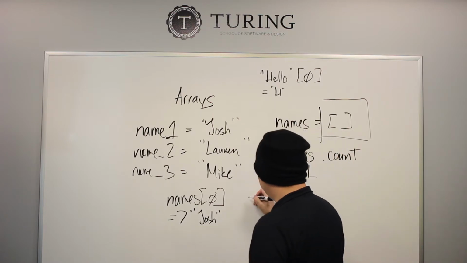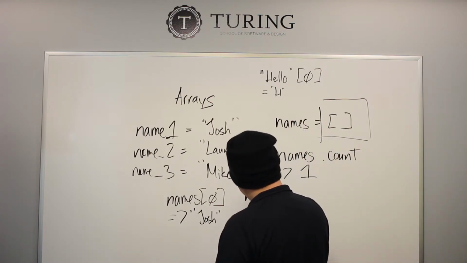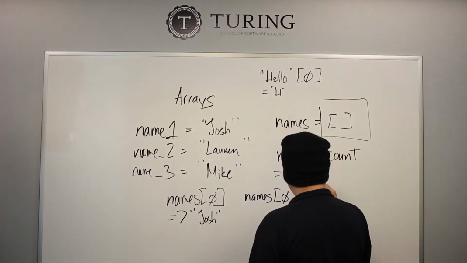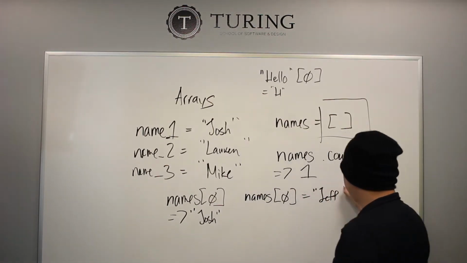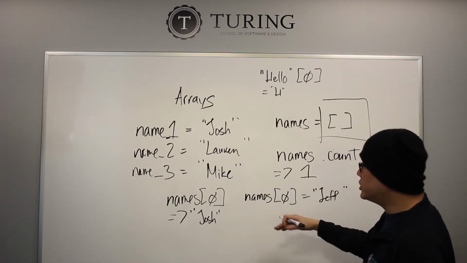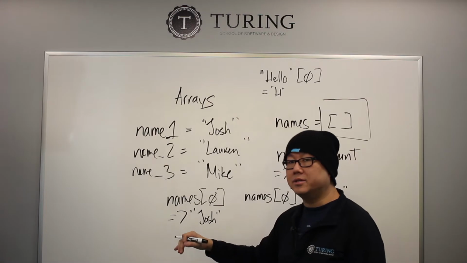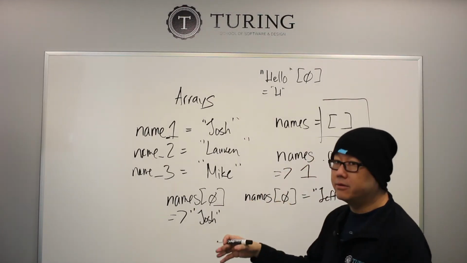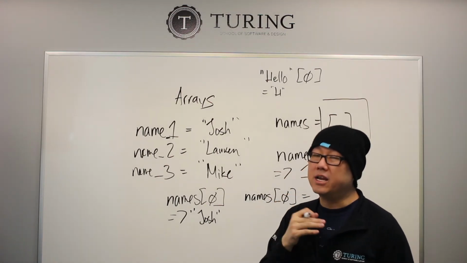We can also explicitly set the contents. So if I were to do names[0] equals Jeff, names[0] is now equal to Jeff. What the shovel operator or the push method does is add things onto the end. We're going to talk about what that looks like in a little bit.